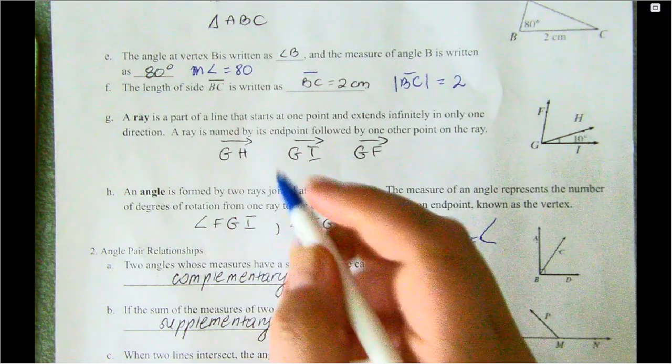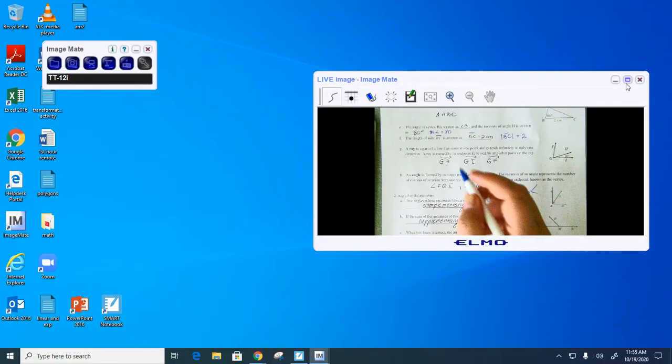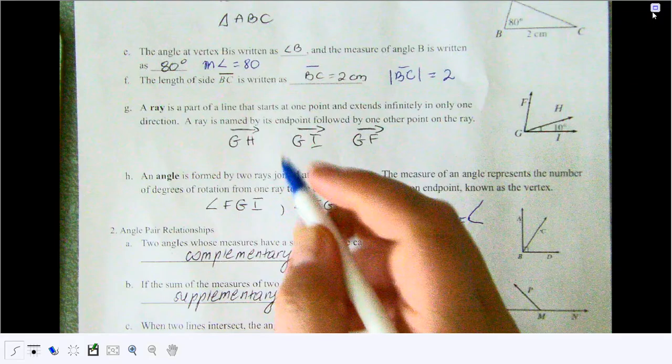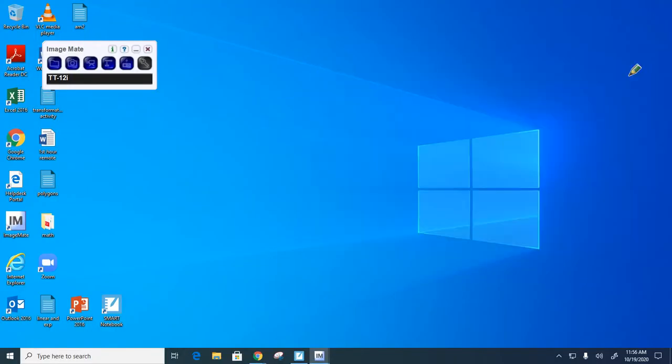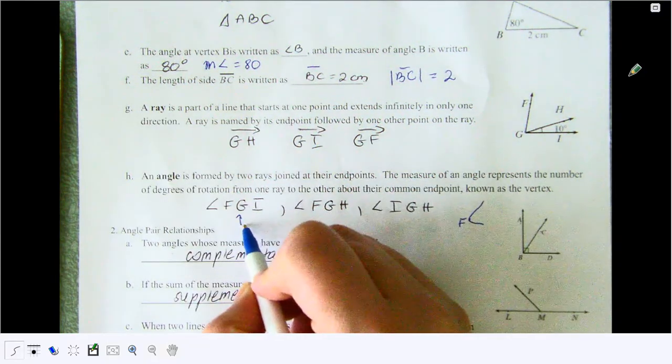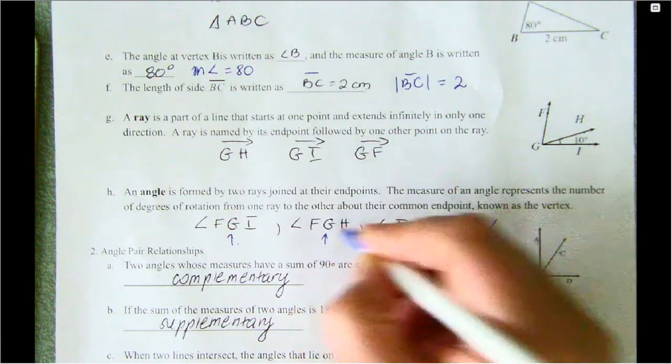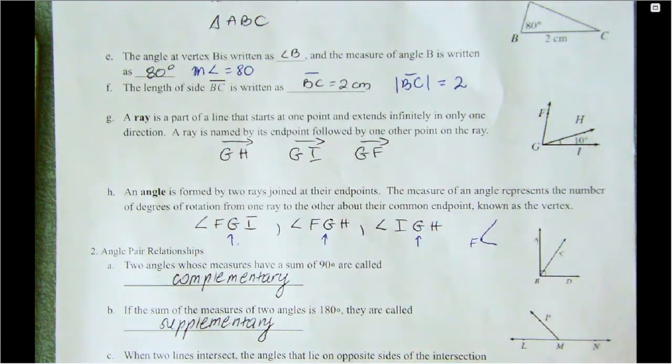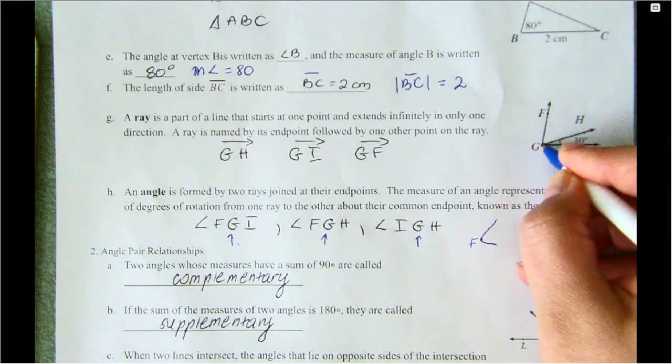The point of this, guys: the vertex is always in the middle of the name of the angle.